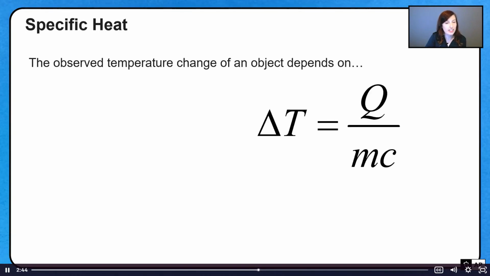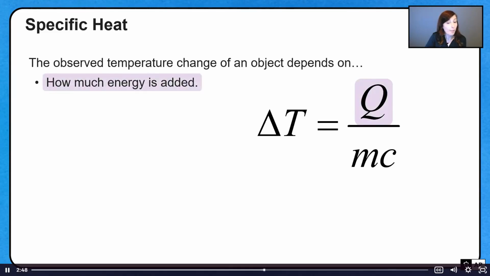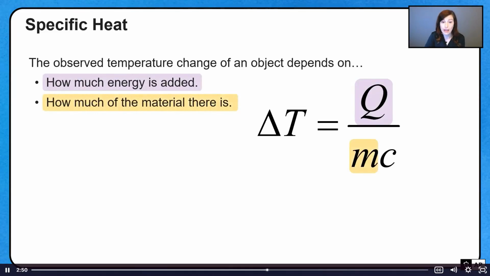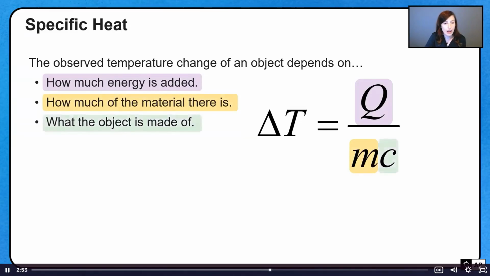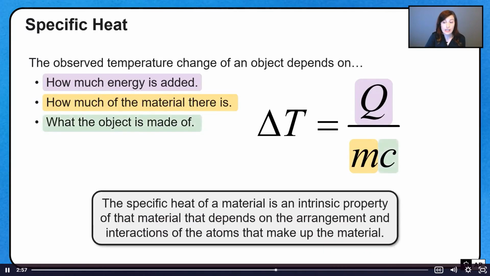So the temperature change depends on the amount of energy added, how much of the material there is, which is the mass, and then what the object is made of. Each material has its own specific heat, which is an intrinsic property of that material determined by the arrangement of the atoms that make up that material.